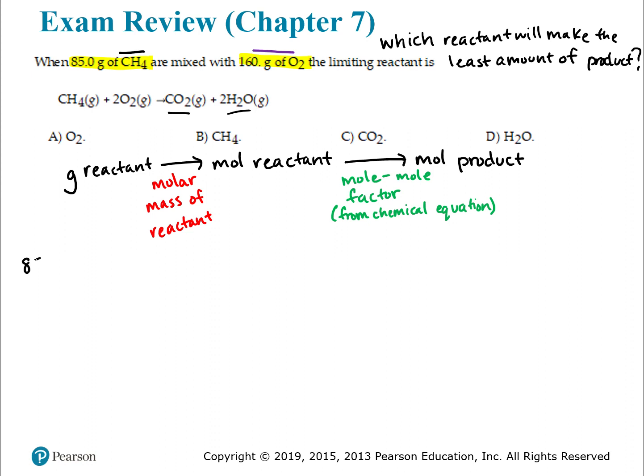Starting with the methane. You've got 85 grams of methane. The molar mass of methane, the way you calculate that is you take the atomic mass of carbon plus the atomic mass of hydrogen, but you want to multiply that hydrogen by 4. When you do that, you get 16.04 grams in 1 mole. Should have done this in red, my bad, y'all. So that's the molar mass of the reactant.